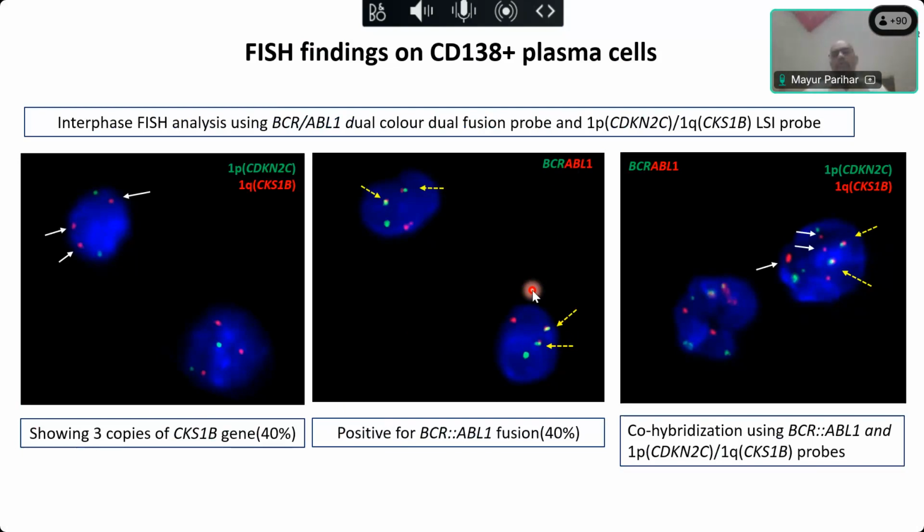So let us do one thing. Let us put both the probes on the same cells. We took the CD138 positive cells and we put BCR-ABL and 1P, 1Q, and we found both these abnormalities on the same cells, showing that the fusion as well as the myeloma abnormality are present in the same cell. So probably they are arising from the same cell.